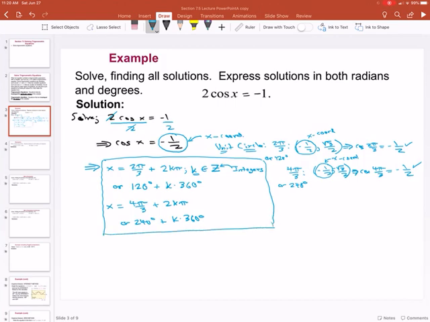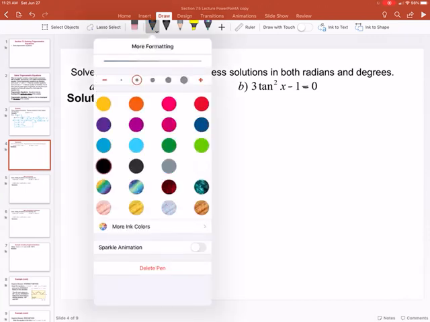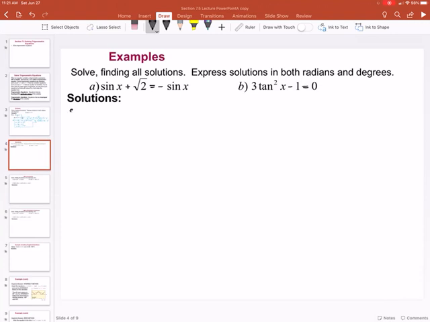Now, with that said, let's move on to our next example, number 4, on page 4. Let's look at solving this one. Find all solutions, both in radians and degrees. Let's take example A first.